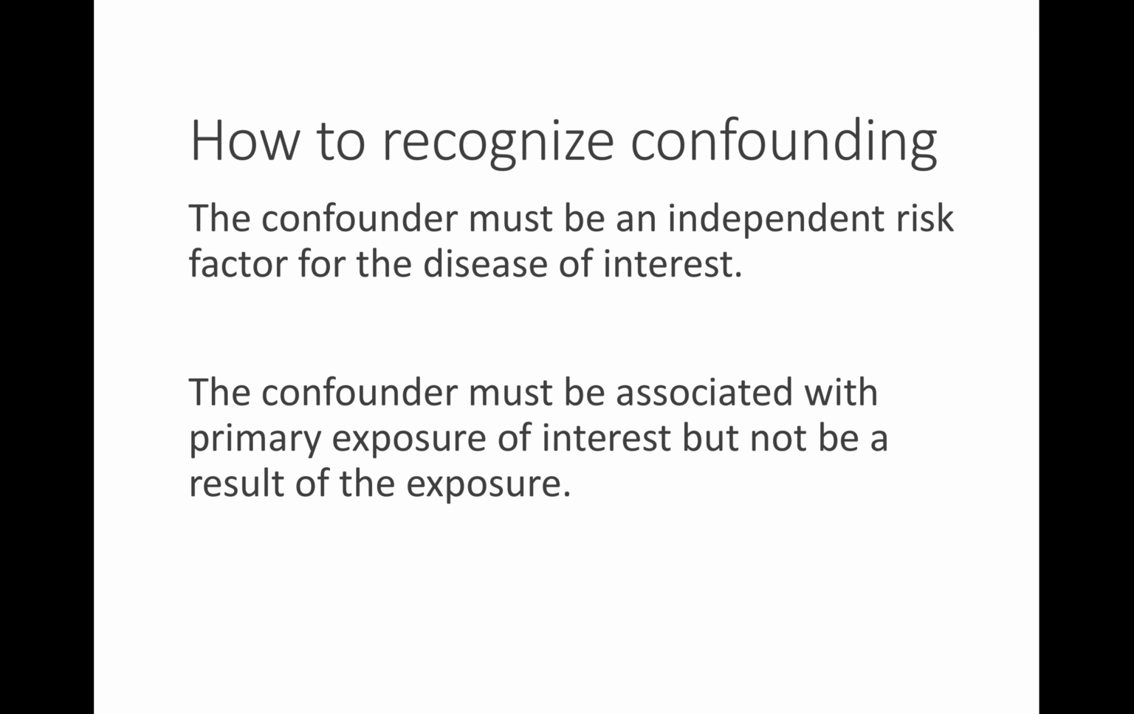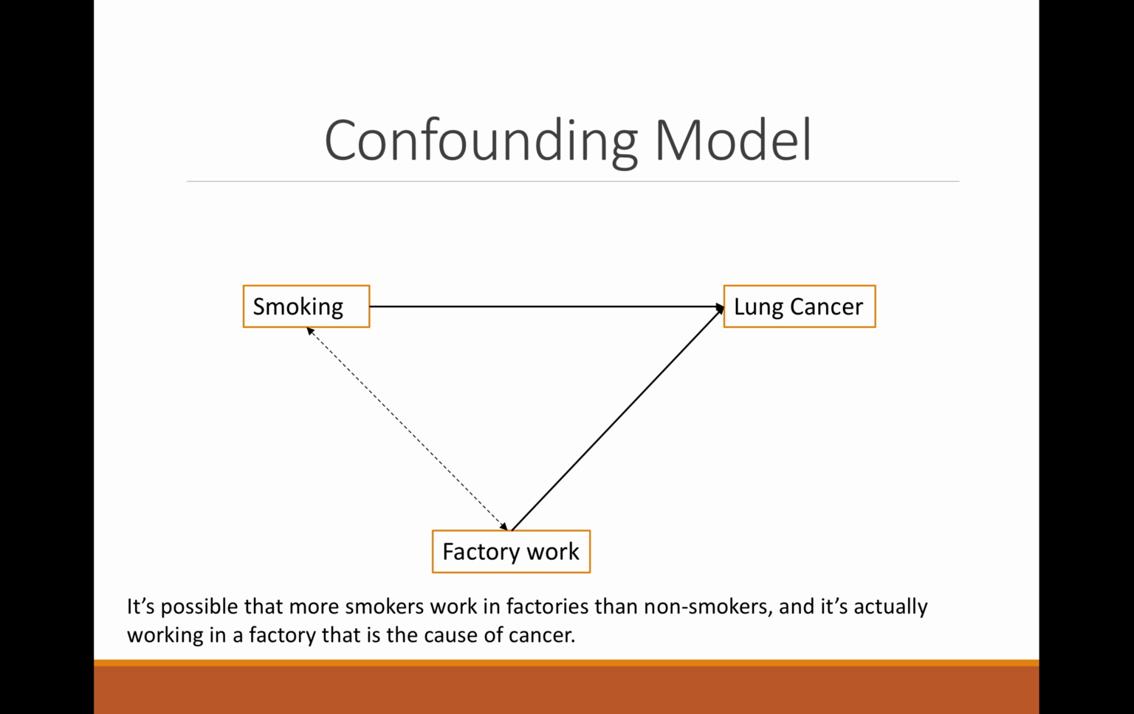And the confounder must be associated with the primary exposure of interest but not be a result of the exposure. So there can't be a causal pathway where this exposure is actually causing the confounder, but we just happen to see an association. So like between smoking and factory work. People that work in a factory smoke more. There's not a causal relationship there. It's just those two things just happen to be associated with each other.